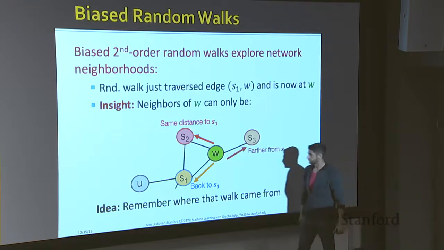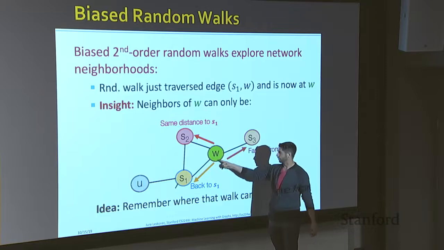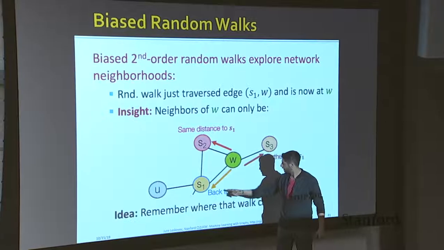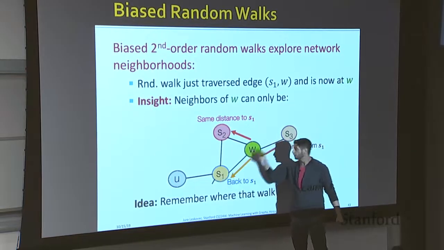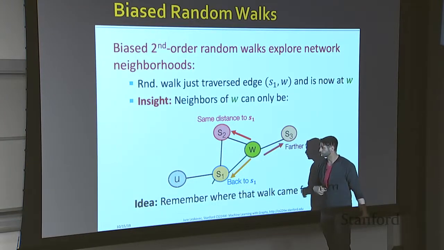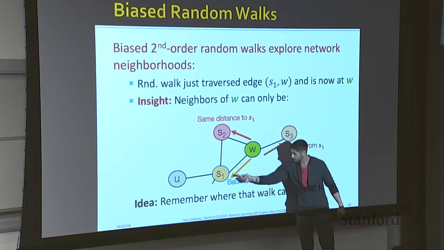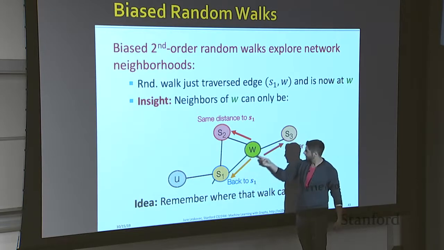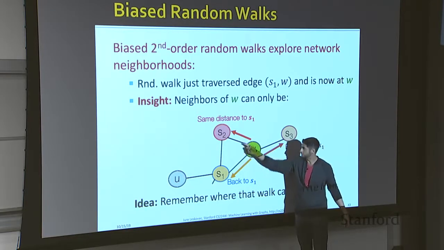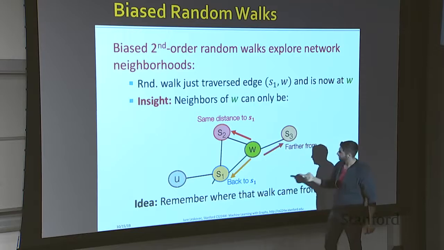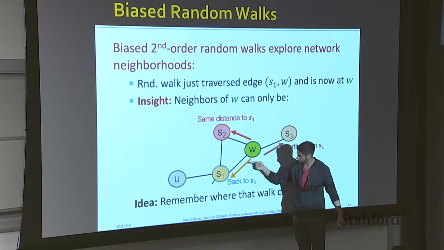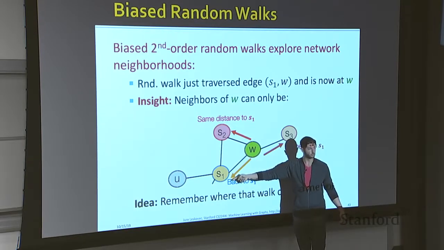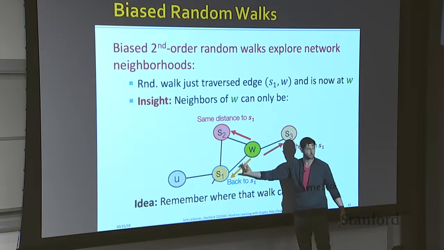So say we are currently in node W and we came from node S1. What a second order random walk is able to do for us is to say, okay, the previous step was S1, and this is useful for us because basically for each transition among these different edges, it will be able to tell us if we're going back to our origin node or not, okay? So that's why it's called second order.